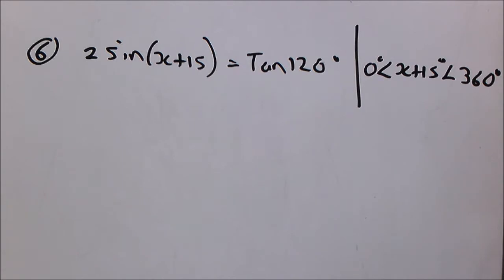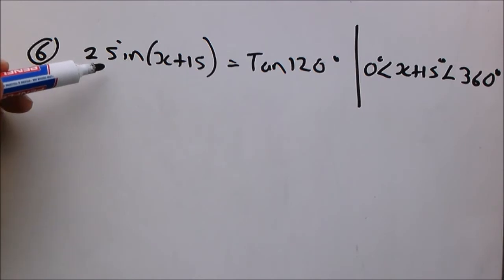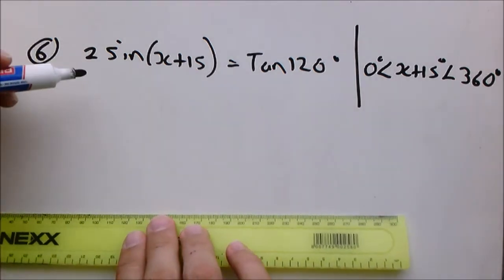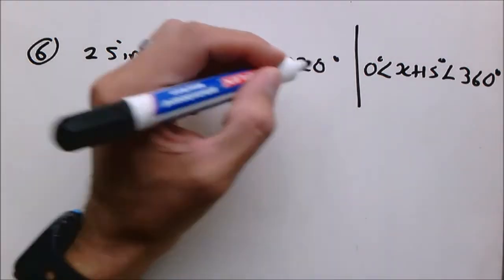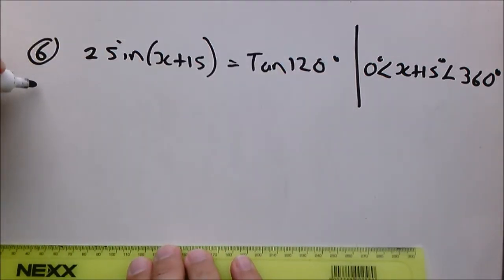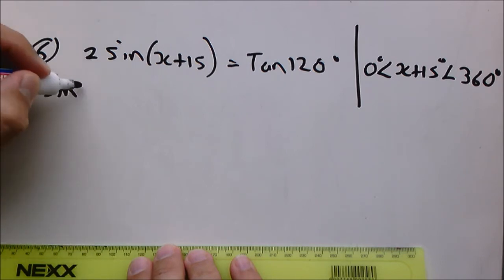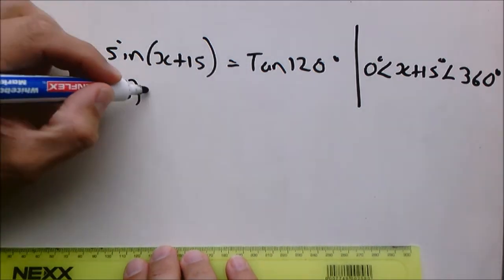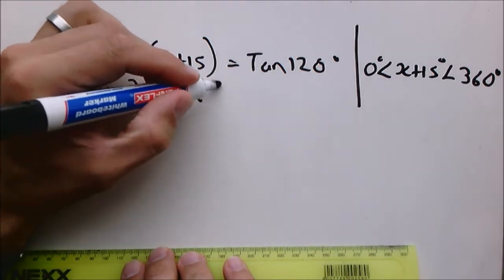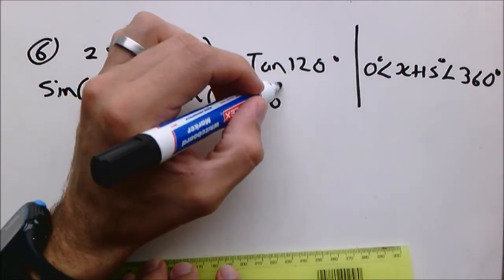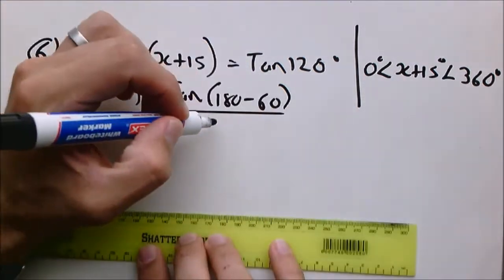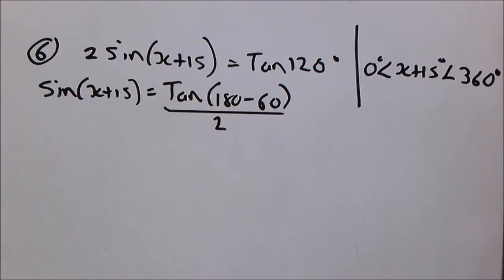So first things first is we need to get our general solution. We don't have the function on its own yet, so we have to divide by 2, but let's first calculate tan 120. Remember, you're not allowed to use your calculator, so we are going to use our special angles. So right over here we can say sin(x plus 15) equals tan(180 minus 60) to get to 120. And remember, we are dividing by 2 on both sides.